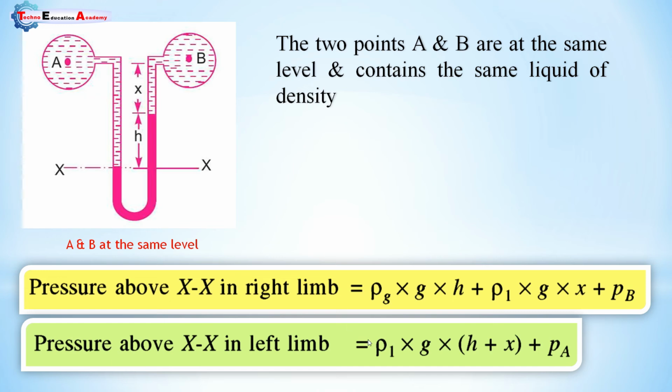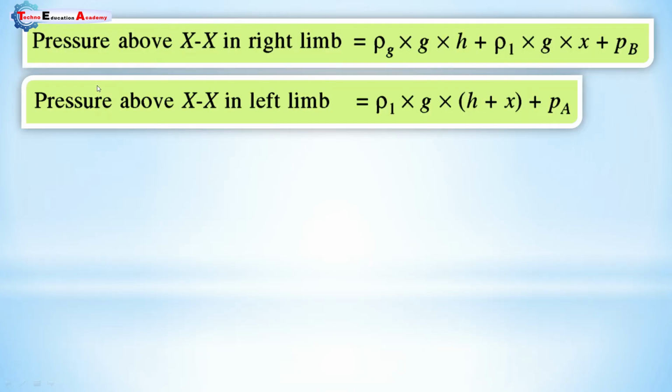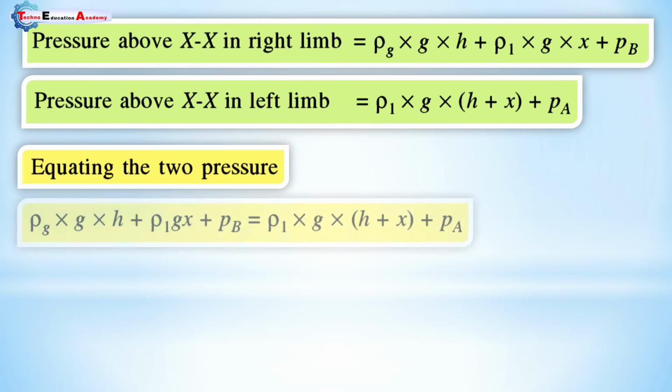For the same level, pressure above xx in the left limb equals, as you can see, the height is h plus x from point A to the datum line xx. So due to the height column of h plus x, the pressure at point A for the light liquid equals rho 1 g (h plus x) plus Pa, where Pa is the pressure at point A. Now we will compare the pressures, equating the two pressures. We are getting rho g into g into h. Rho g means the density of heavy liquid, this g is gravitational acceleration, and h is the height of mercury. Plus rho 1 g x plus Pb equals rho 1 g (h plus x) plus Pa.